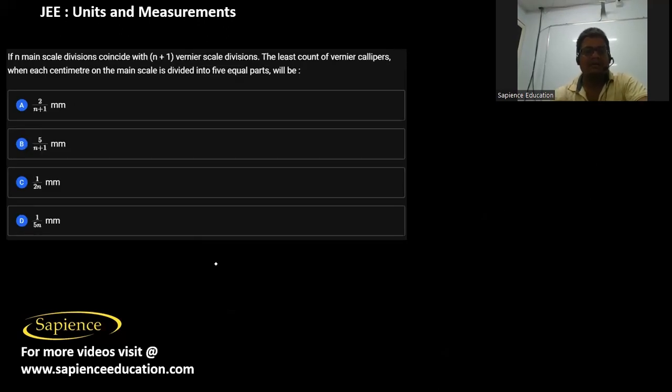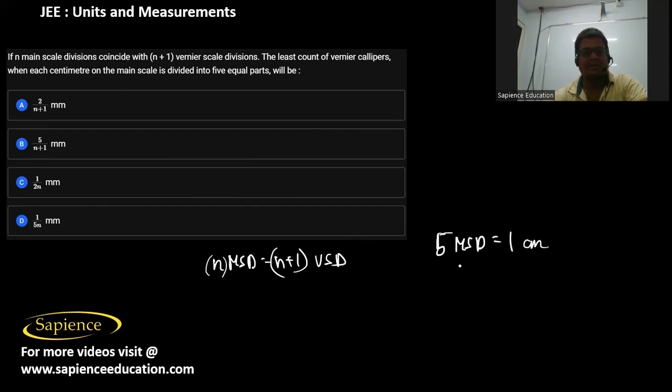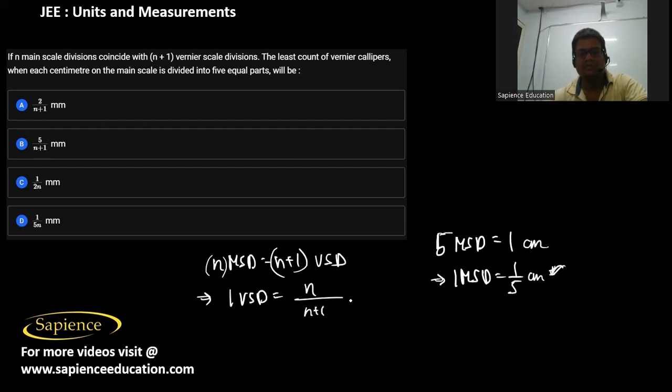And here it is told n main scale divisions coincide with n plus 1 vernier scale divisions. So what is the least count of the vernier calipers when each centimeter of the main scale is divided into 5 equal parts? So it means that 5 main scale divisions equal 1 centimeter, since 1 centimeter is divided into 5 equal parts on the main scale. So one main scale division is equal to 1 by 5 centimeter, and one vernier scale division is equal to n by n plus 1 main scale division.